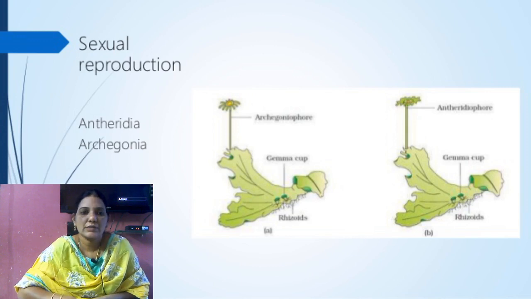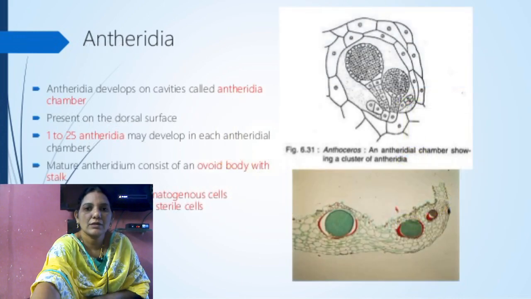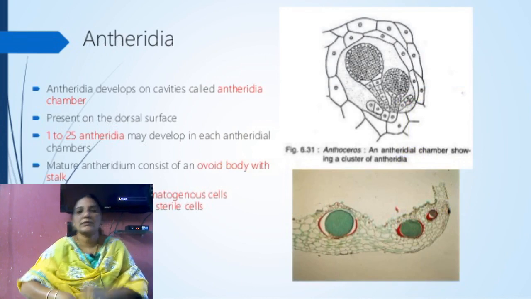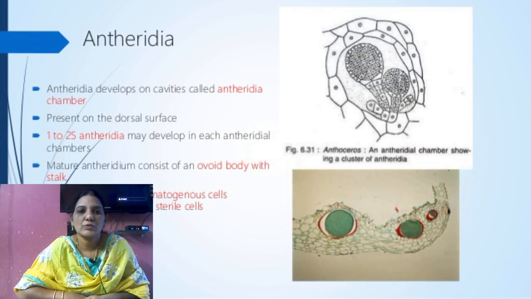Next, coming to the sexual reproduction. The male sex organ is called antheridium and the female sex organ is called archegonium. So here, the primary initial produces antheridial chambers, and the antheridial chambers have 3 to 4 antheridiums.